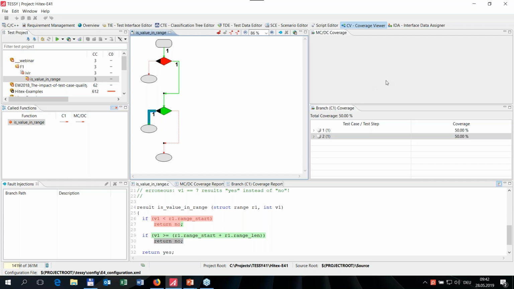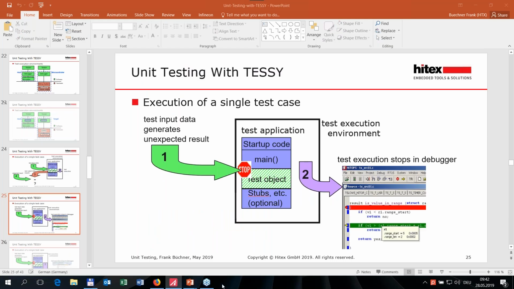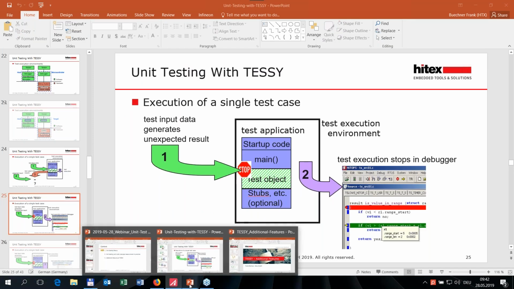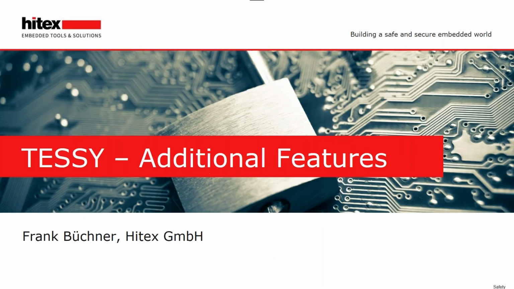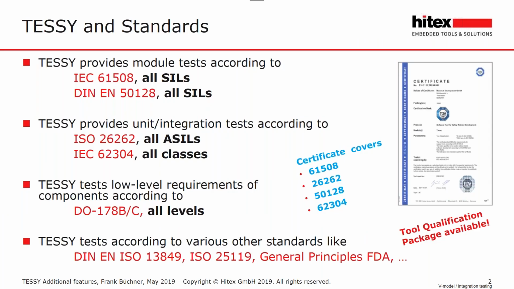This was the last thing that I wanted to show you in a live presentation. As I said, the concluding part of this presentation, this webinar, is here to have a look at some additional features of Tessie, which I was not able to mention during the webinar. First thing is, Tessie has a certificate from the TÜV Süd in Munich, and this states that Tessie is suitable to be used in development of safety critical application.